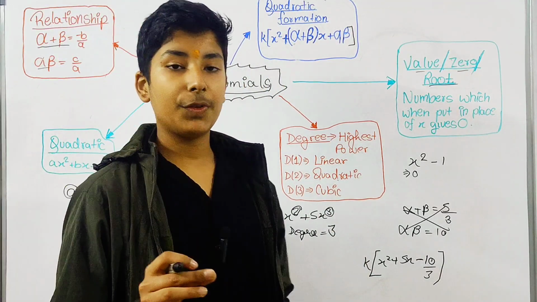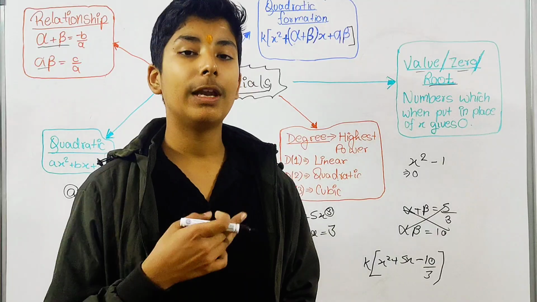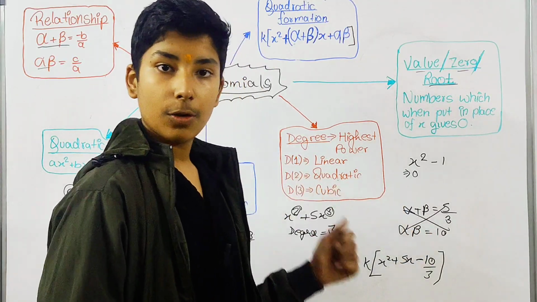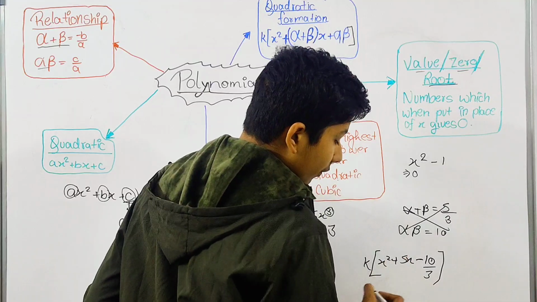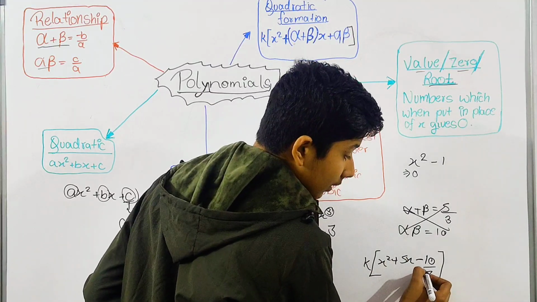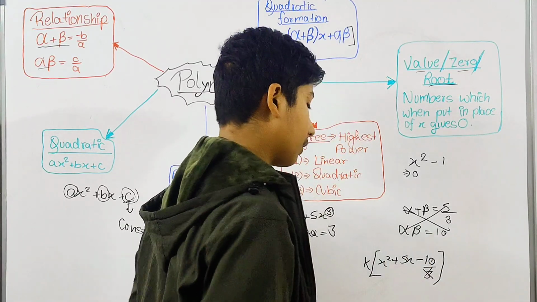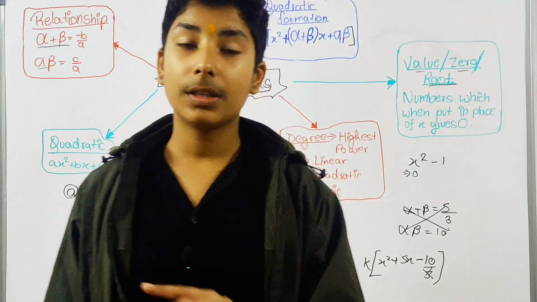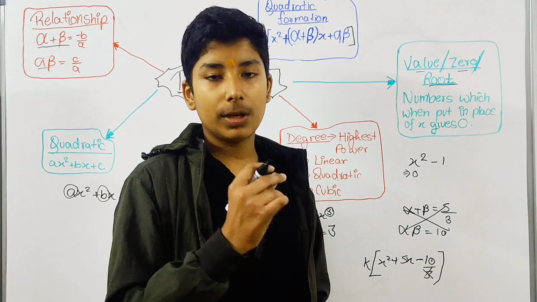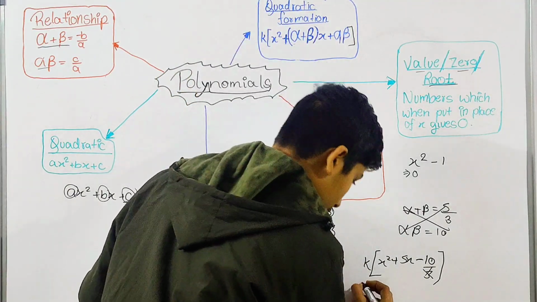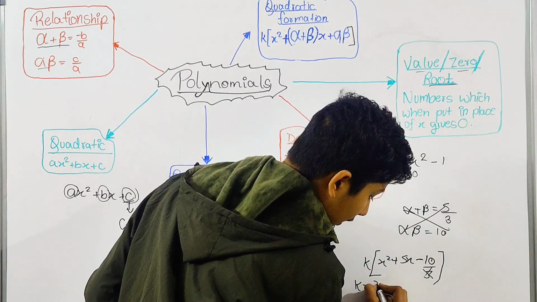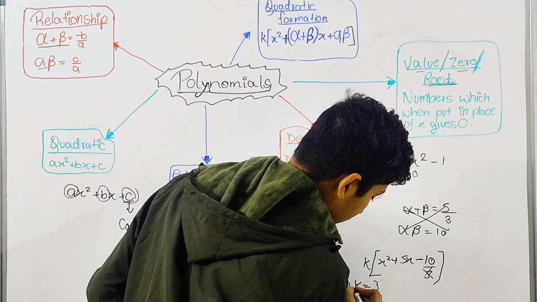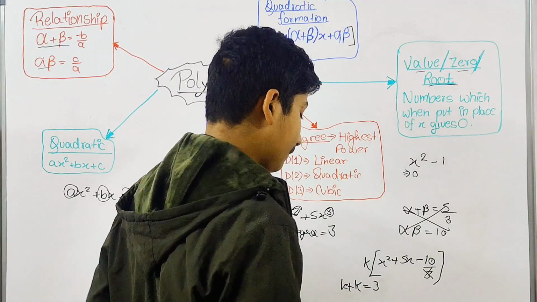K is a number whose value we have to let by our own to make the polynomial perfect. For example, over here the value of k we will have to put so that this 3 is removed from the denominator. Means there should be no number in the denominator, or you can say only 1. So what we will do? We will put the value of k as 3. Let k equals to 3.